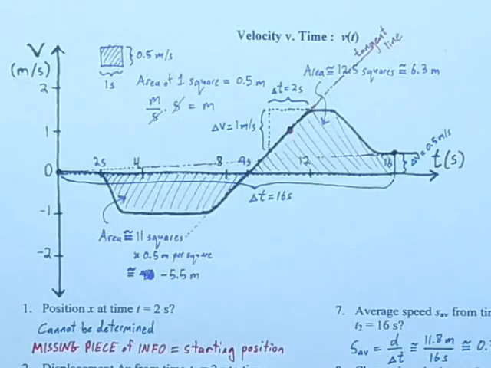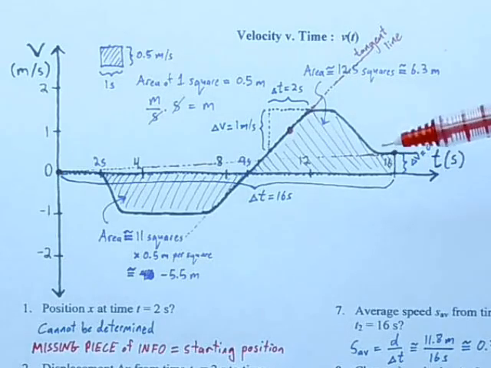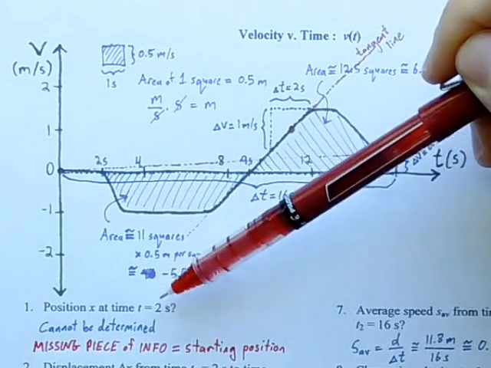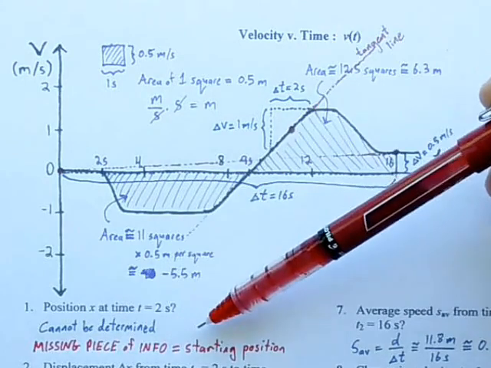In part 2 of our Kinematics Tuneup, we look at a velocity versus time graph. And the first piece of information we would like to know is the one thing we cannot determine, and that's your position at any particular time. There's a missing piece of information in a velocity graph, and that's your starting position.